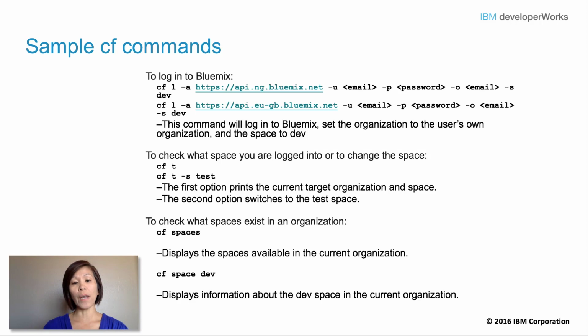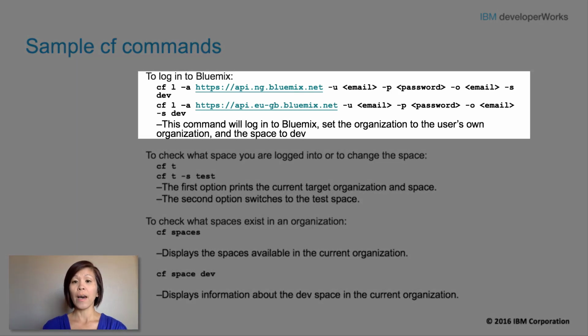And here are some more examples of common CF commands. To log into Bluemix, I have two examples for two separate geographies. Depending on where you are located, you will have a different endpoint to log into Bluemix. Here is one for the US and one for Europe. As you can see here, we also embedded additional parameters so that you can simply log in and have it all already available and processed by the command line.